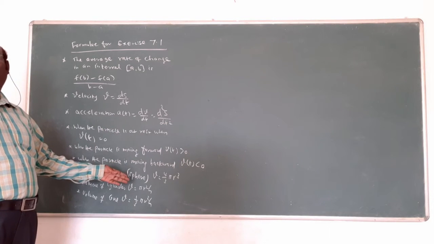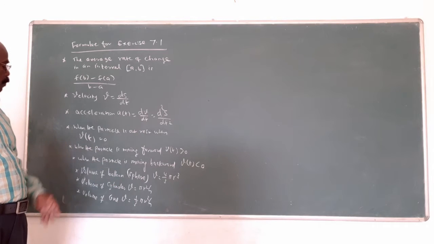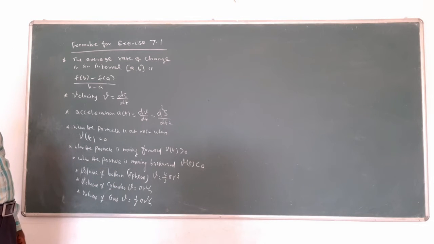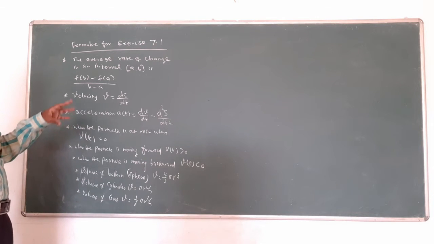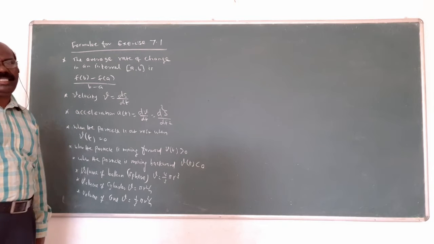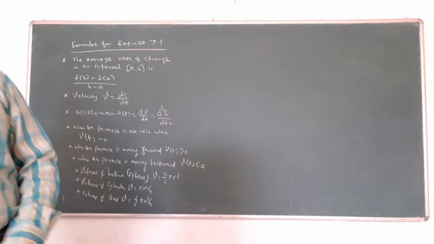The volume of the sphere is 4 by 3 pi r cube, the volume of the cylinder is pi r square h, and the volume of the cone is 1 by 3 pi r square h. This is our formula. By using this much concept we do the first exercise. Okay, you must have the idea and the formula.